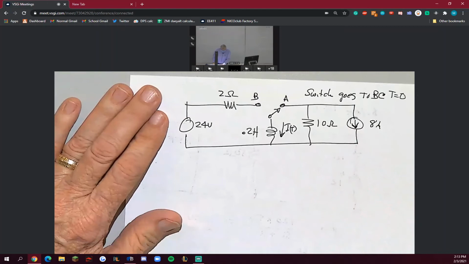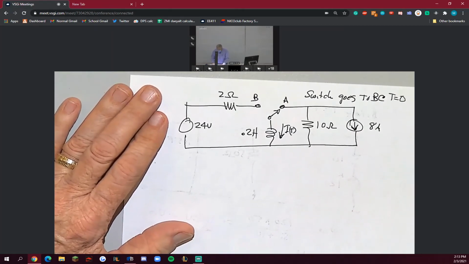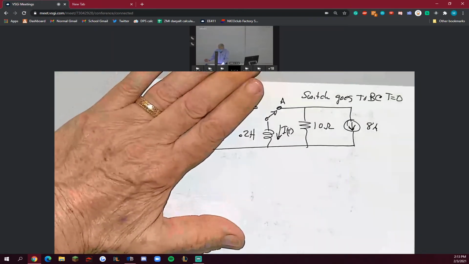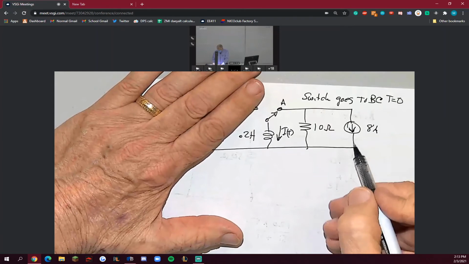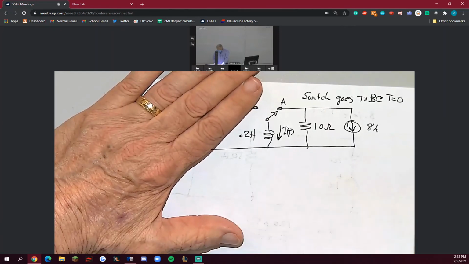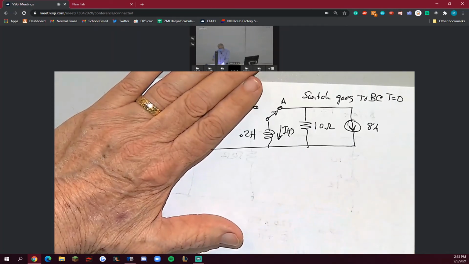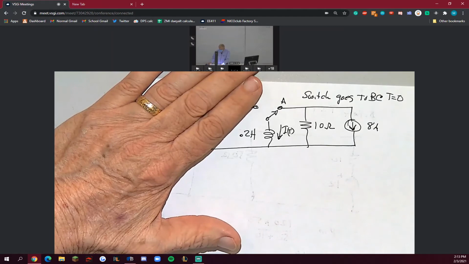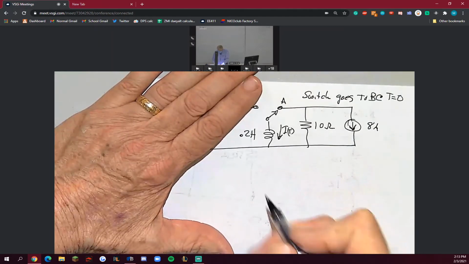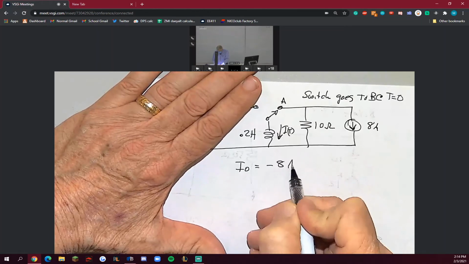And so let's look at it first. The switch starts out in the position where it's shown, position A. It's been like that for a long time. So we've got 8 amps coming around, going into the bottom of the inductor. The inductor will look like a short circuit because this has stabilized over time. So I of t, which is pointed the other direction, we would say that I0 is equal to minus 8 amps.